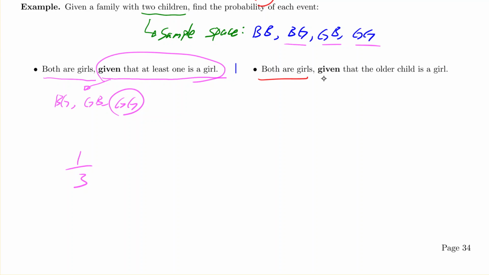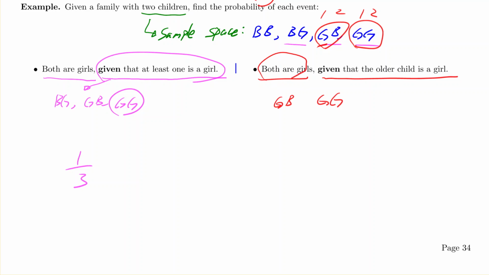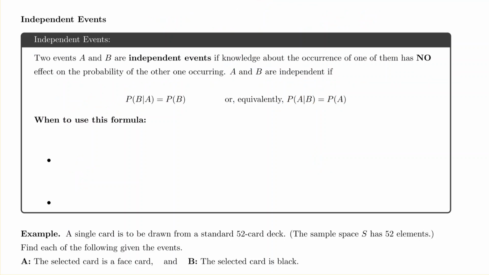Both are girls given that the older child is a girl. Okay. So let's say this is the order. First is older, second is younger. Well, in that case, older child is a girl will be this one and this one. So this is first child, second child. This is first child, second child. So we have two cases in this case. What's the probability that both are girls in these 2 cases? Well, only one of them, so 1 out of 2. So we can limit the sample space, or we can just list all the sample space to find the conditional probability in these kinds of problems.